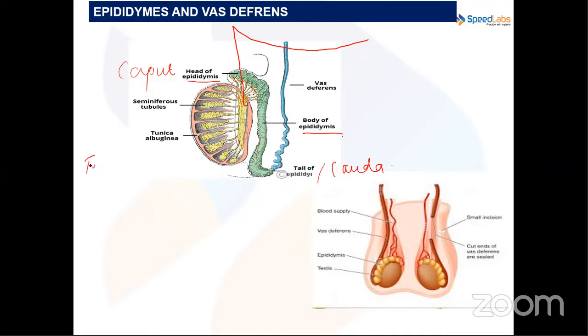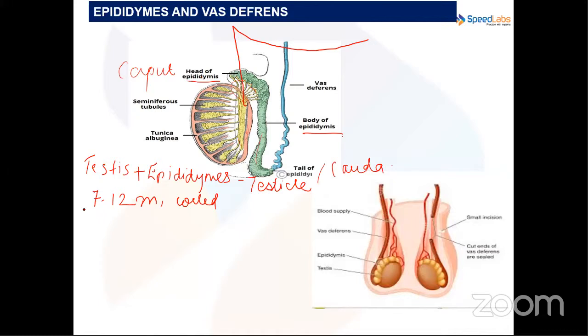So testis plus epididymis is called testicle. If you get an MCQ, you should be able to do it. Each epididymis is a long tube, 7 to 12 meters, highly coiled. That's why it fits into this area. It's highly coiled.